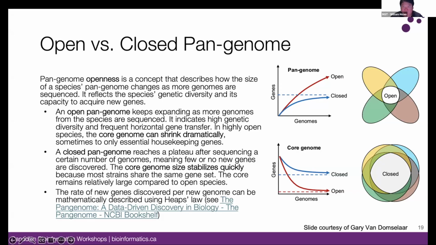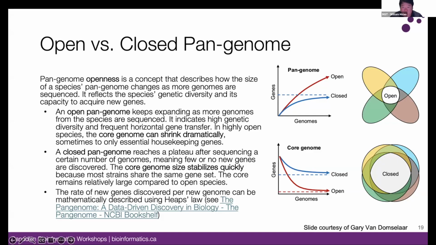On the other hand, you have closed pangenome that reach plateau after sequencing a certain number of genomes, meaning a few or no new genes are discovered after a certain number of genomes are sequenced. So the core genome size stabilized quickly, as you can see depicted in these blue arrows or curves. And this is because most of these strains share the same gene set, and the core remains relatively large compared to the open species, open pangenome species.